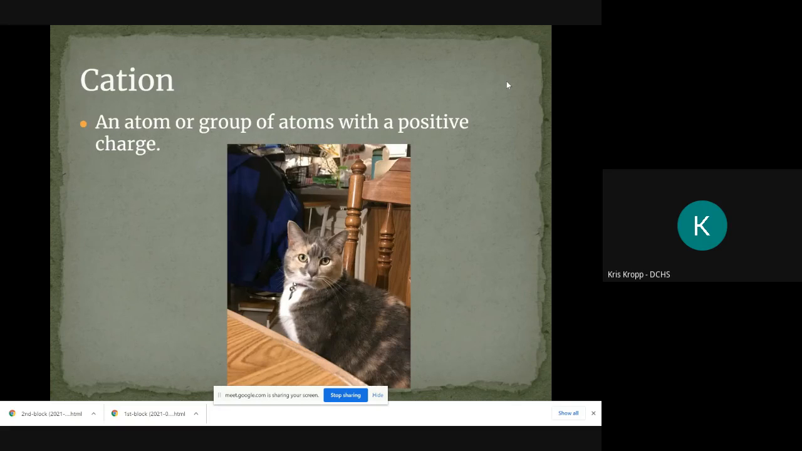Okay, this word is pronounced cation. Cation. That's why I put a picture of my kitty in here to help you guys remember the pronunciation of it. A cation is an atom or group of atoms with a positive charge.